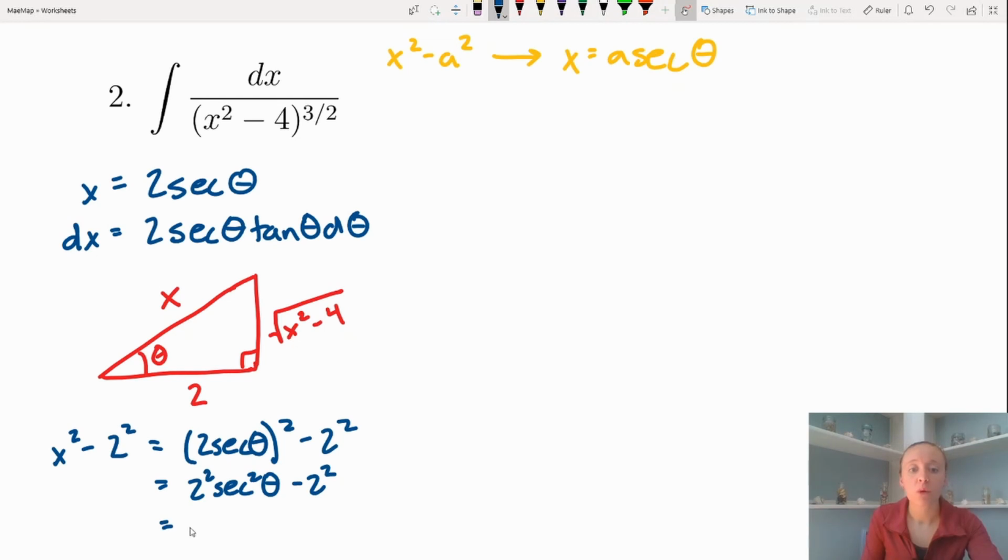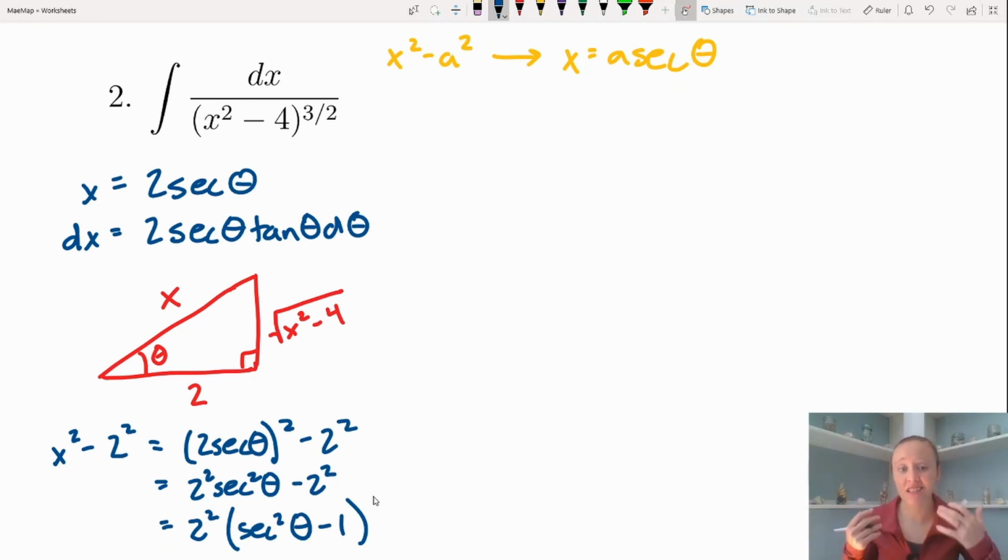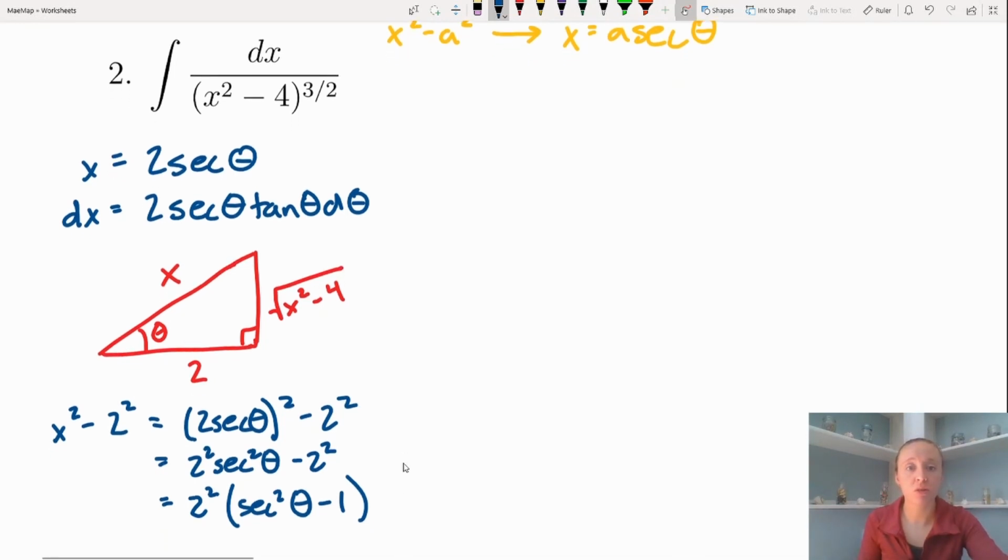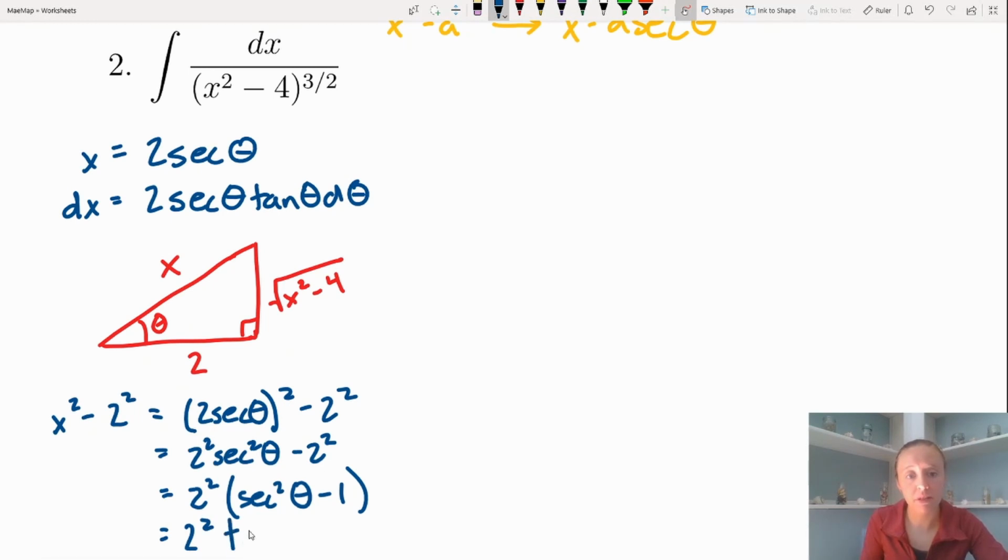From here, we know that 2 squared can be pulled out. So I have 2 squared times secant squared of theta minus 1. There is that nice identity, secant squared theta minus 1 equals tangent squared theta. So this is really 2 squared times tangent squared theta. So now that I've done all my necessary bookkeeping, let's go ahead and move on to step 2.